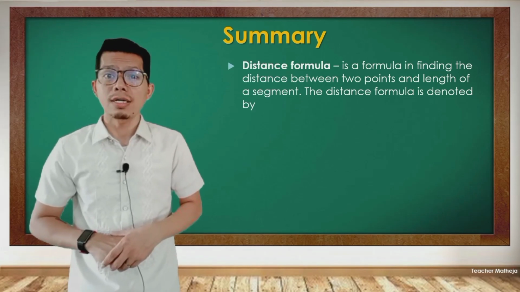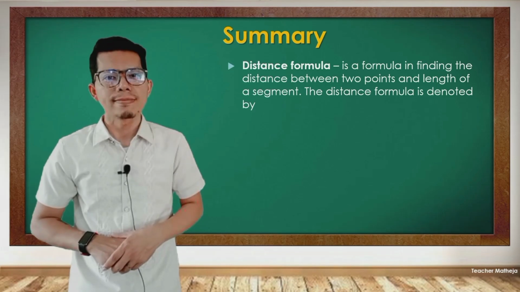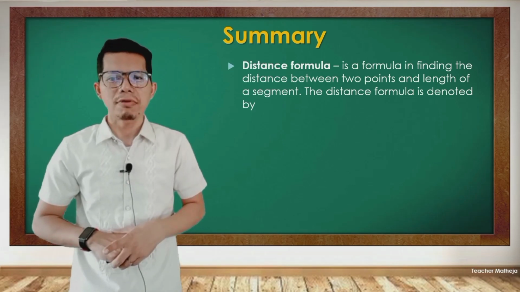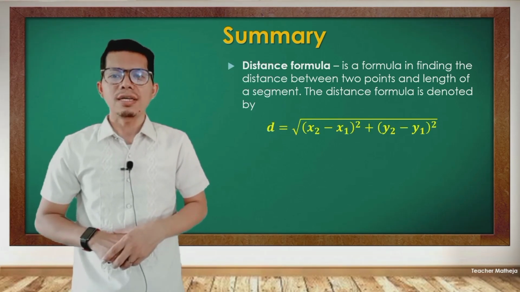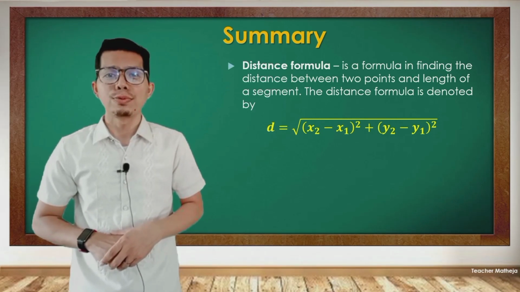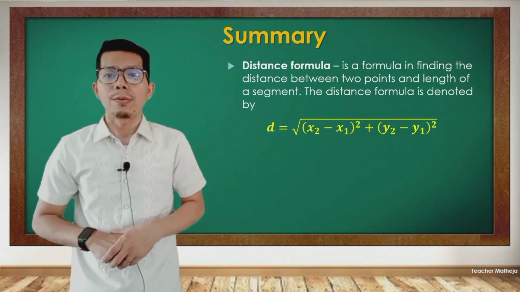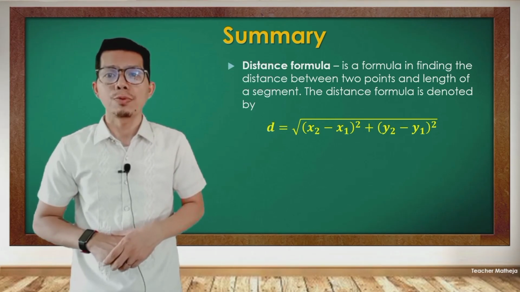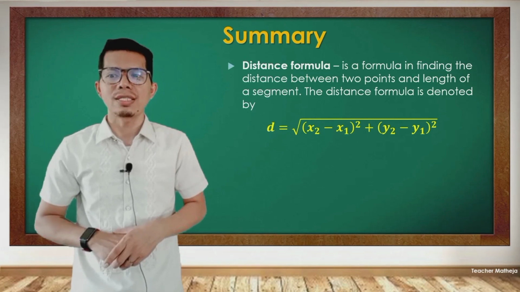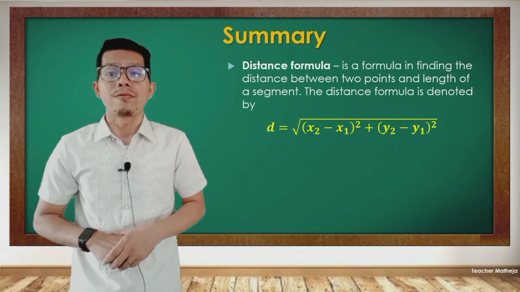And what is the formula in finding the distance between 2 points? Correct again. D is equal to the square root of the quantity x sub 2 minus x sub 1 squared plus the quantity y sub 2 minus y sub 1 squared. So that's the distance formula.